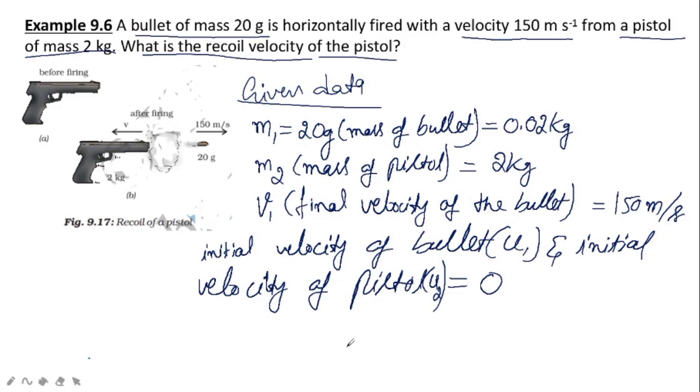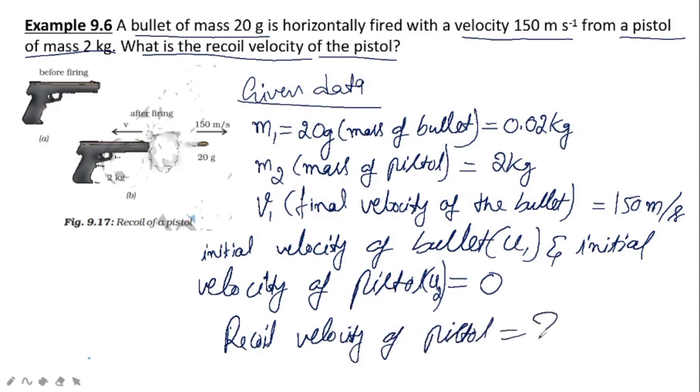So then what do we have to find? We have to find the recoil velocity of the pistol, which is equal to question mark. Whenever the bullet goes forward, we have to find the recoil velocity. That means the pistol comes backward. So with how much velocity does it come backward? By using this data, we have to solve this problem, right?